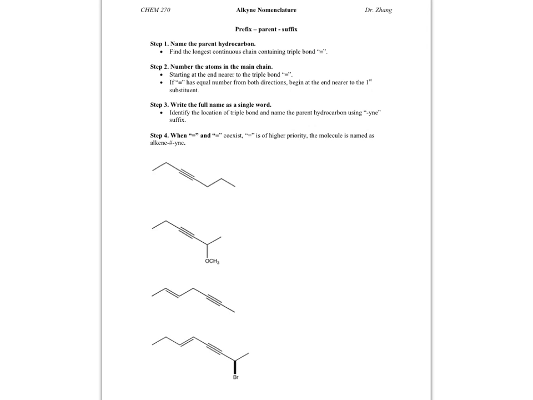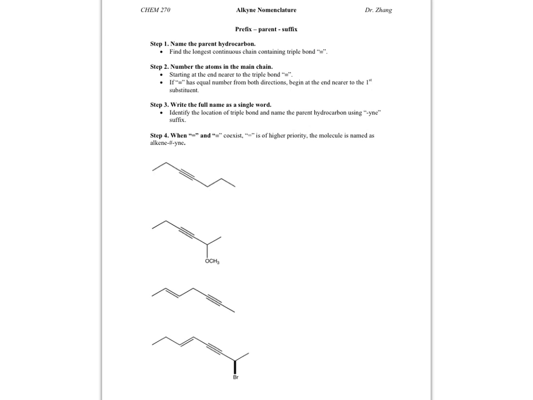Following the IUPAC rule to name an alkyne is similar to what we've done with other functional groups. Our IUPAC naming would include the prefix, parent, and suffix. Suffix describes the functional group, and parent describes the number of carbons in the main chain containing the functional group. Prefix describes the substituents, stereochemistry, and all the other information that could complete the name of an alkyne.